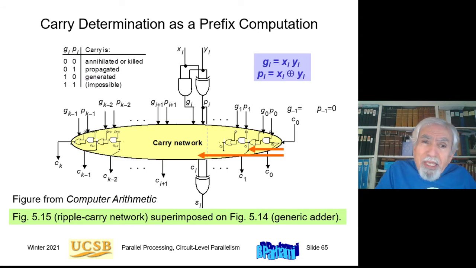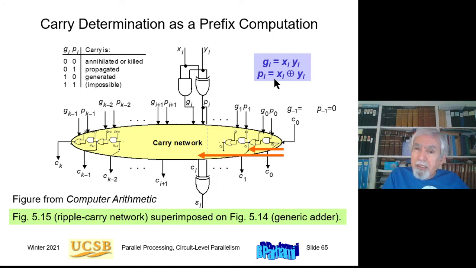Okay, now carry determination is a parallel prefix computation in the following sense. We define for each position of our addition scheme 2 auxiliary signals called the generate signal and the propagate signal. The generate signal is simply the logical AND of the 2 bits. It says that this particular position, because both operand bits are 1s, a carry is generated.